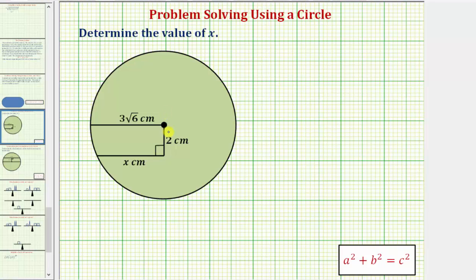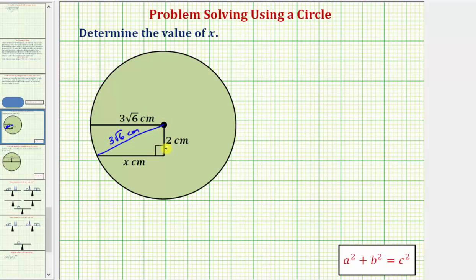In this diagram, because these two segments are perpendicular, we can form a right triangle by sketching this side of the right triangle, which notice how it would also be the radius of the circle, and therefore we know this length is 3 square root 6 centimeters.